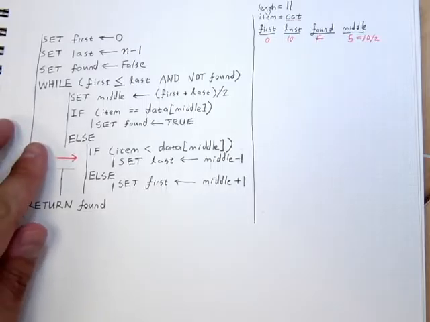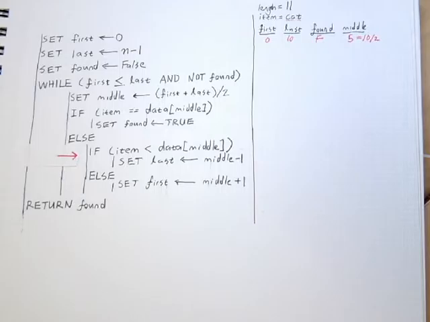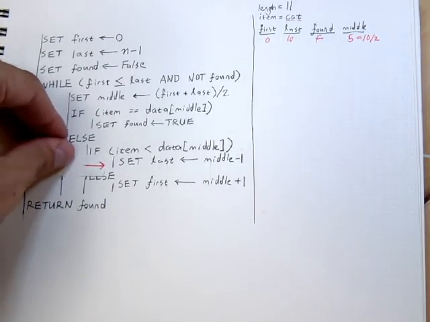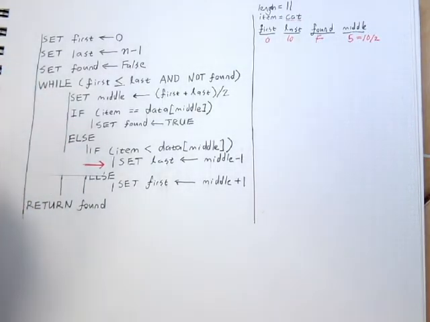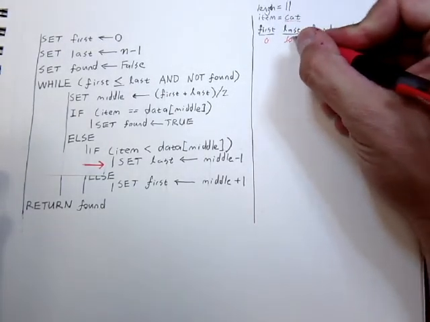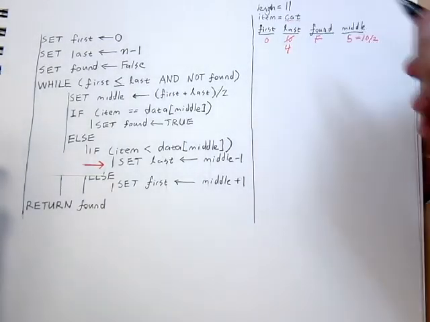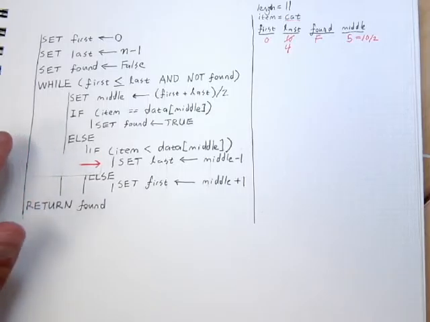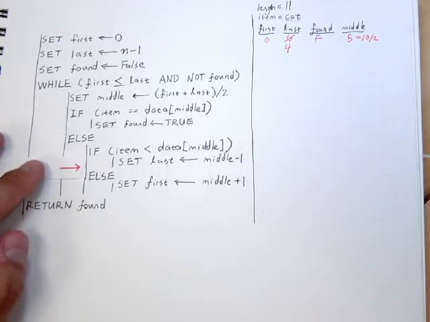Nested inside the else block, and it's important that this is nested inside the else block, is a second selection statement. If item is less than data middle, does cat come before dog in alphabetical order? It does. Then we're going to set last to middle minus 1. We can rule out middle because we know cat did not equal dog. So we set last to middle minus 1, which means we ruled out everything below deer in this list. That cut off a lot of the work. We can skip the else block and repeat the loop.